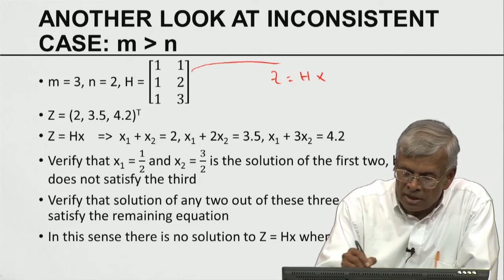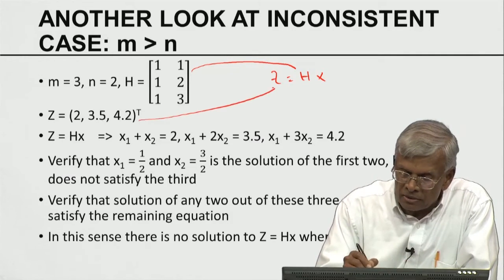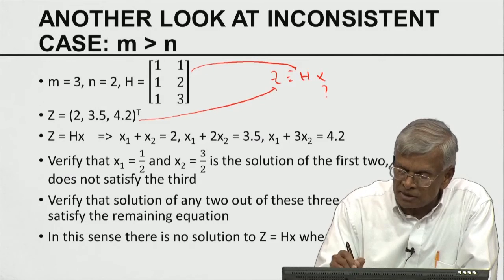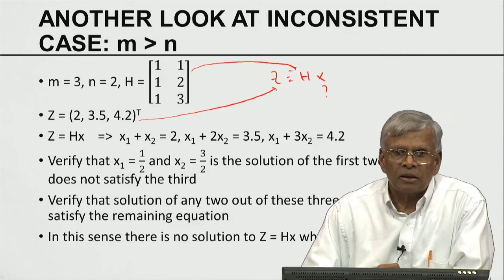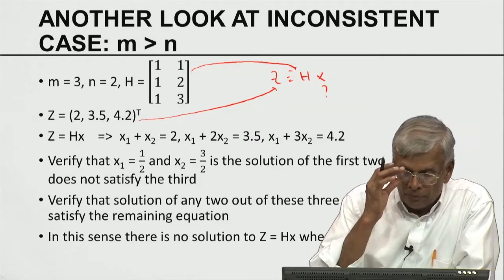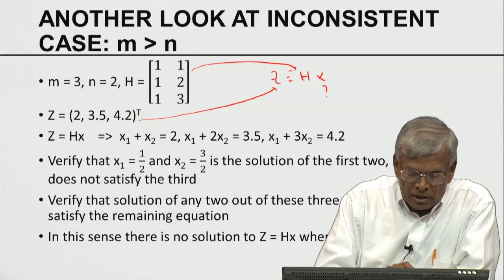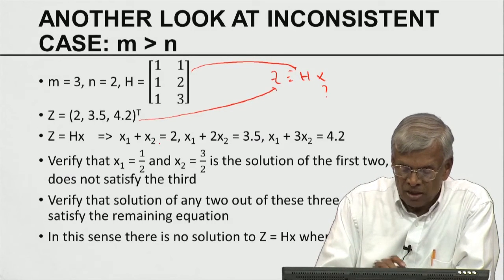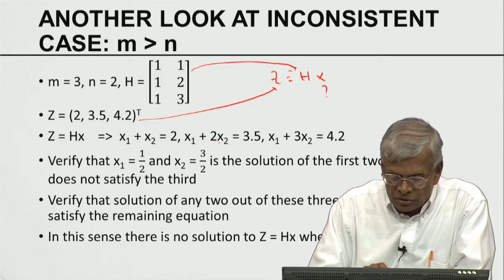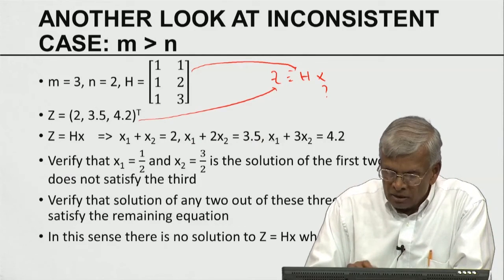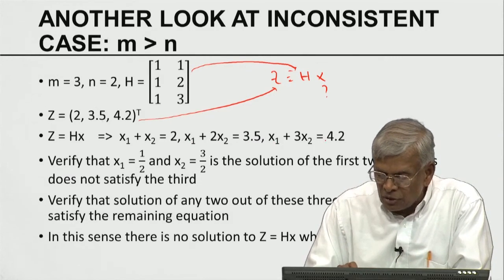When h is given by this and z is given by this, I want to ask myself the question: does there exist an x? Let's explore this a little bit further. The first equation tells you x1 plus x2 must be 2. The second equation tells you x1 plus 2x2 must be 3.5. The third equation tells you x1 plus 3x2 is equal to 4.2.